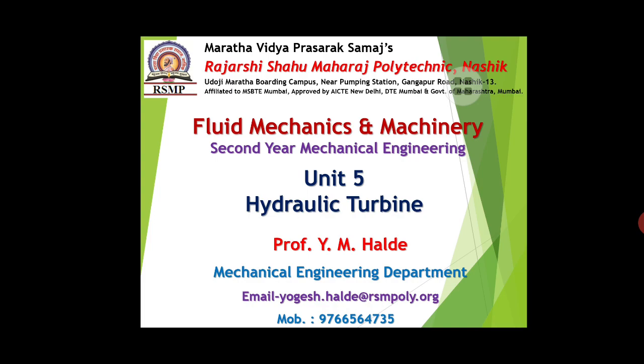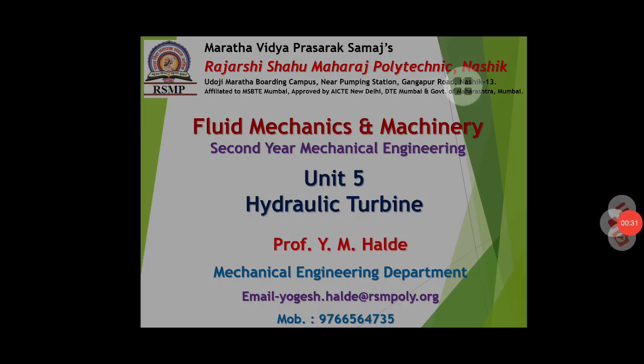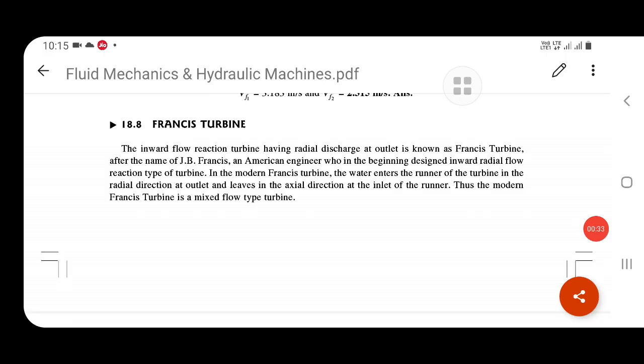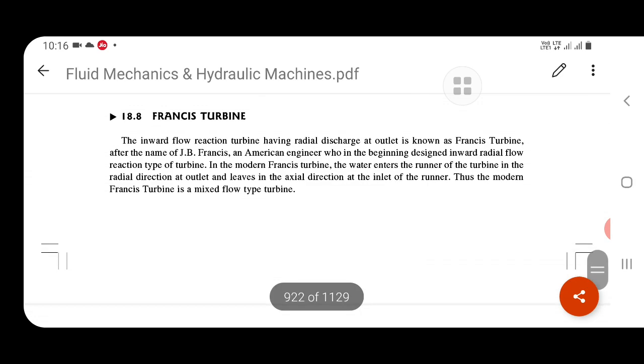So, what is a Francis turbine? It is a type of reaction turbine. The Francis turbine is an inward flow reaction turbine which has discharge at the outlet. It was invented by Sir J.B. Francis, an American engineer who designed the inward flow turbine. In the modern Francis turbine, the water enters the turbine in the radial direction and leaves in the axial direction.